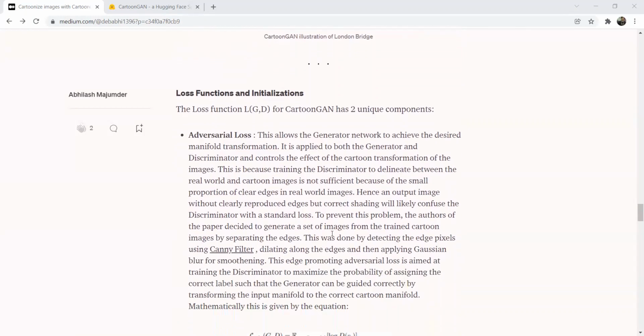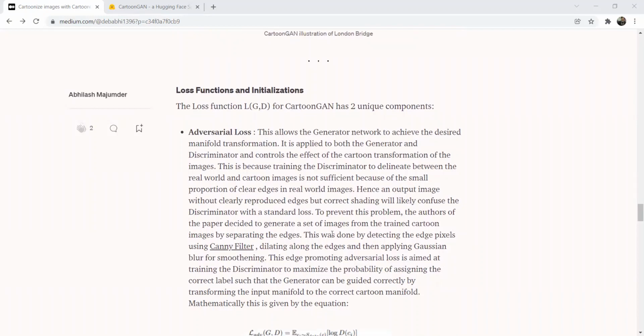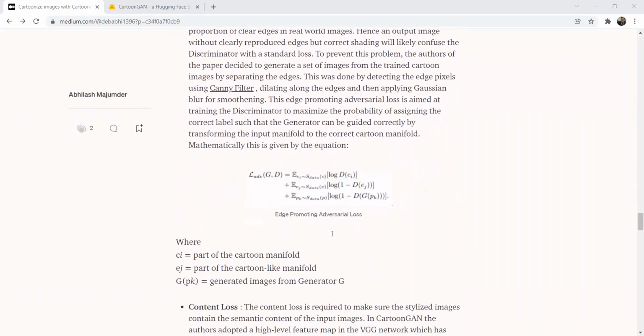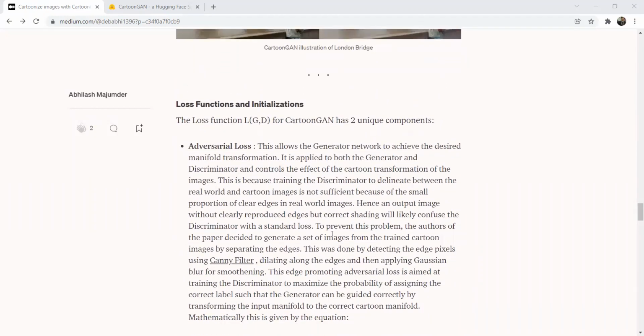The loss function of the CartoonGAN has two unique components. The first one is the adversarial loss. The second one is the content loss. So what does this mean? The adversarial loss allows the generator network to achieve the desired manifold transformation. It is applied to both the generator and the discriminator and controls the effect of the generated images.